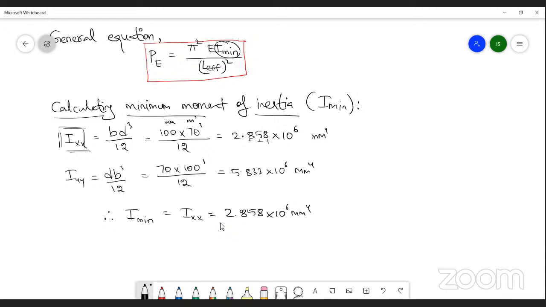The next thing I'm going to do is find the value of L effective. We are done with the calculation of the minimum moment of inertia. Now let's calculate the effective length of the column, L effective.